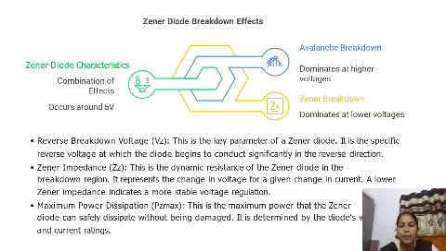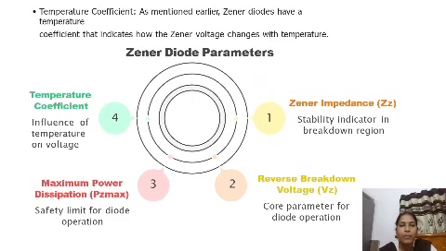Maximum power dissipation. This is the maximum power that the Zener diode can safely dissipate without being damaged. It is determined by the diode's voltage and current ratings. The temperature coefficient, as mentioned earlier, Zener diodes have a temperature coefficient that indicates how the Zener voltage changes with temperature. These are the Zener diode parameters. First one is Zener impedance, second one is reverse breakdown voltage, third one is maximum power dissipation, PZ max. The fourth one is temperature coefficient.